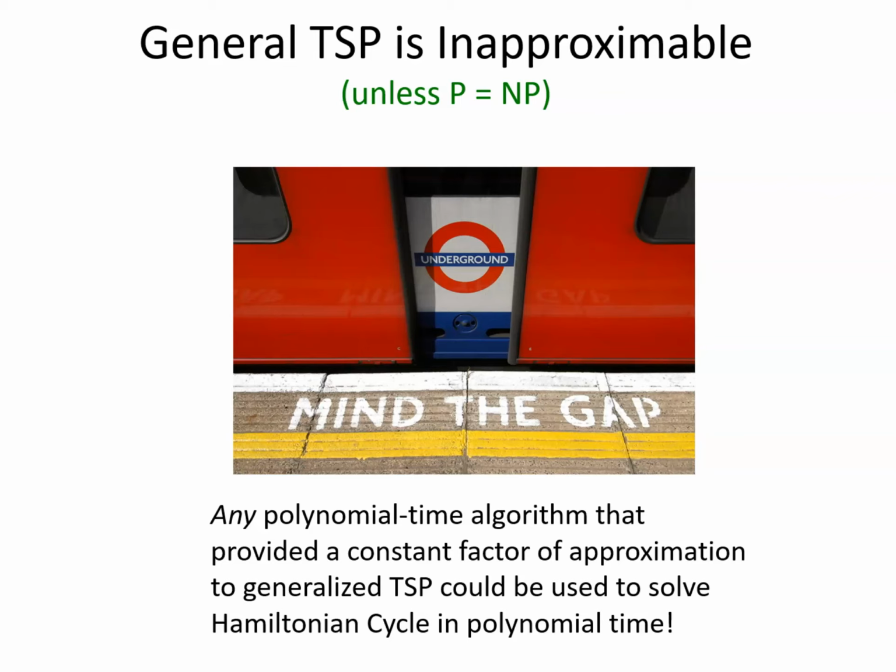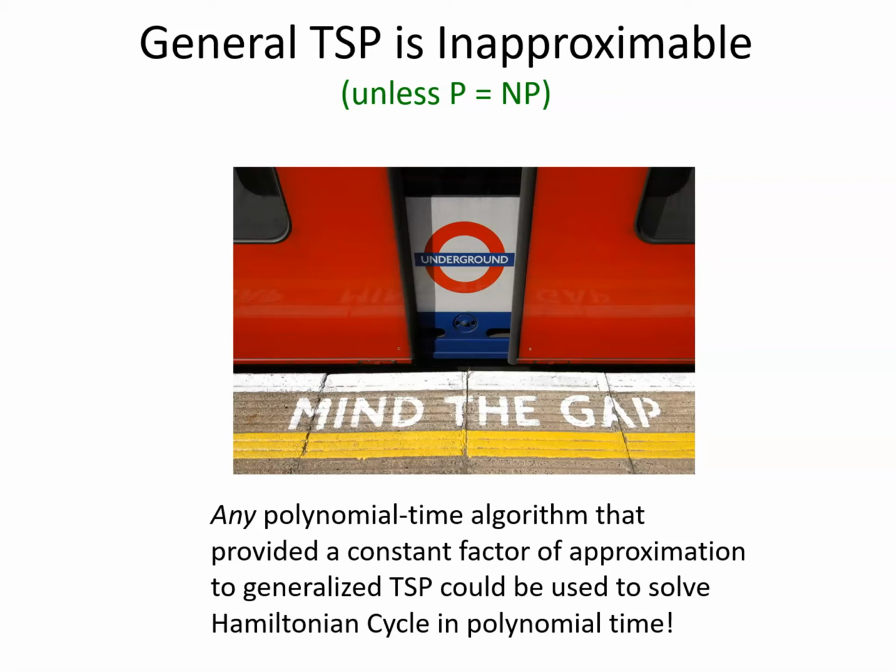Why is that? That's because if we had any polynomial time algorithm that could provide a constant factor of approximation, 1.5, 3, 10 times optimal to generalized TSP, we could use that, using a reduction similar to what we had before, from undirected Hamiltonian cycle to solve undirected Hamiltonian cycle in polynomial time. And I'll let you think a little bit about how that might work.